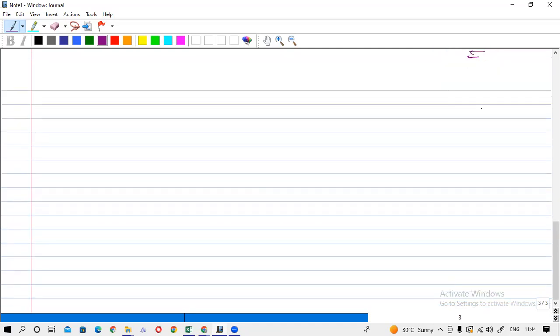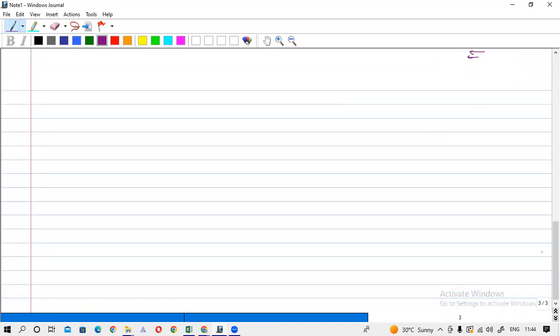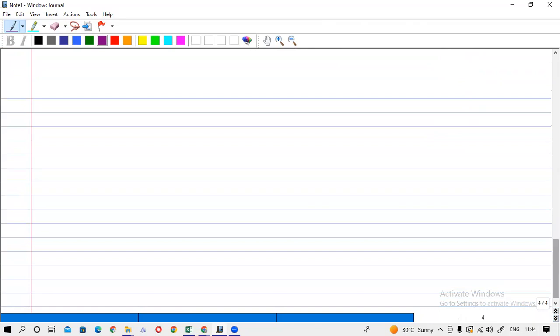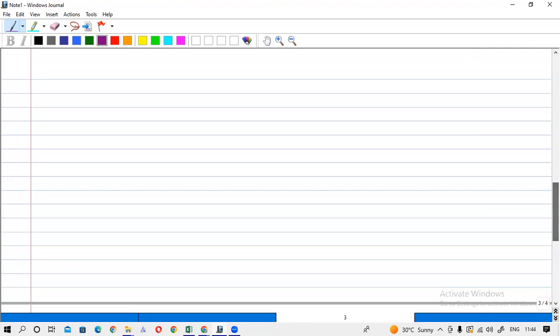Now we will go to the implementation part, because these things we have already discussed in lecture 10. So I will quickly go to the designing part. I will give you an example. So we have an ADC. Let's say that it is a 2-bit resolution ADC.